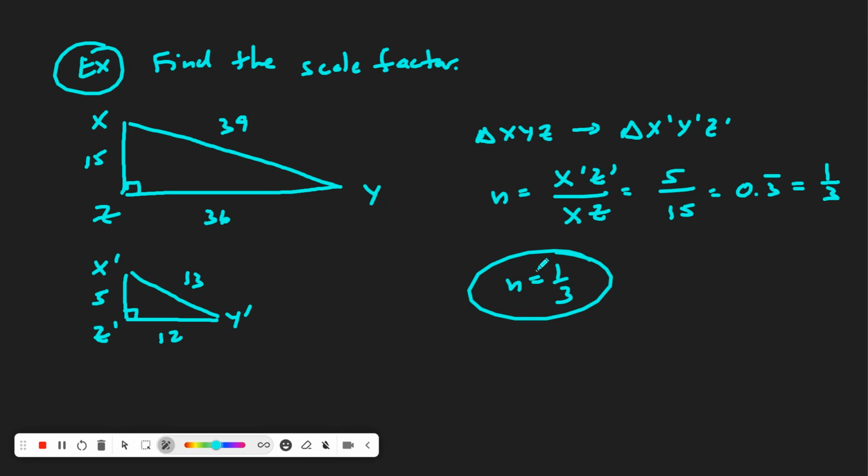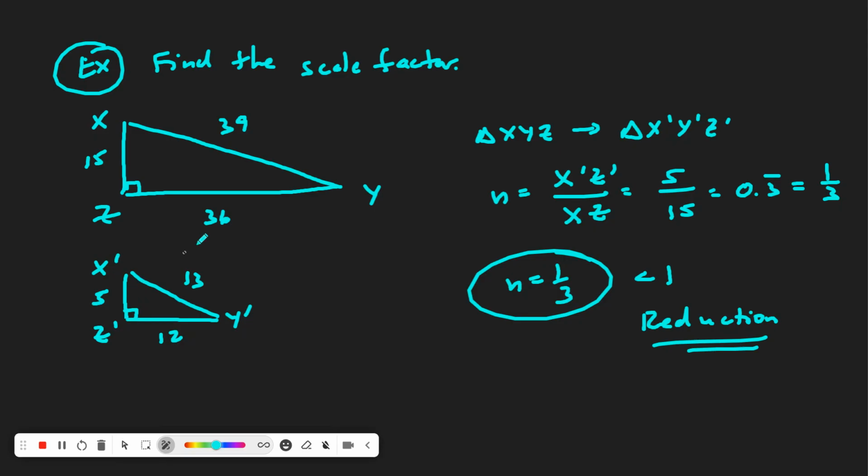Now I hope that's not a surprise to you, because again, 1/3 is less than 1. That means that this is a reduction. And if you look at your pre-image, XYZ, to your image, X prime, Y prime, Z prime, you went from big to small.